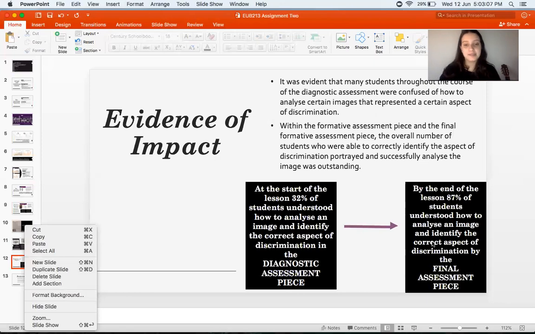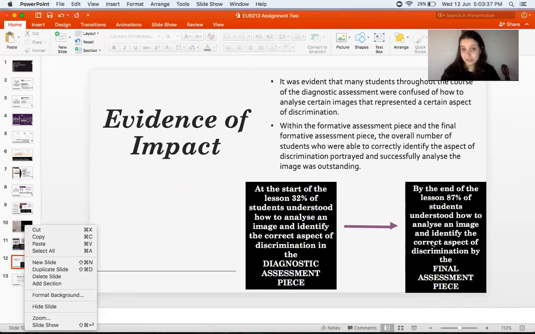So at the start of the lesson, 32% of students understood how to analyse an image and identify the correct aspect of discrimination in the diagnostic assessment piece. Now, this was quite worrying for me as a teacher because I knew I needed to improve that to over 50%, more than 50% by a lot. So I did a lot of work to get them to understand throughout this lesson what discrimination was and how we can analyse and identify different parts of discrimination through images and texts.